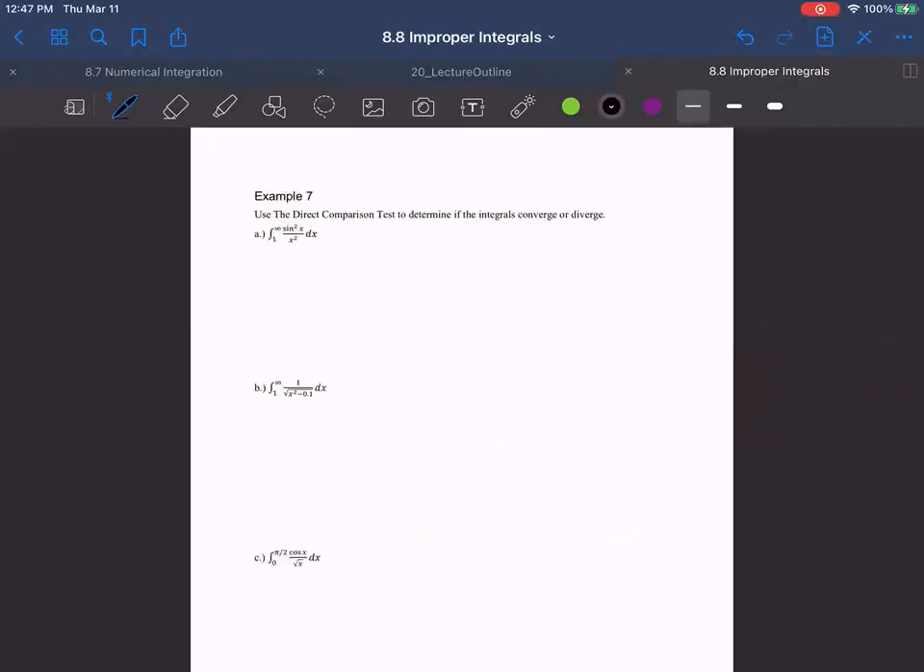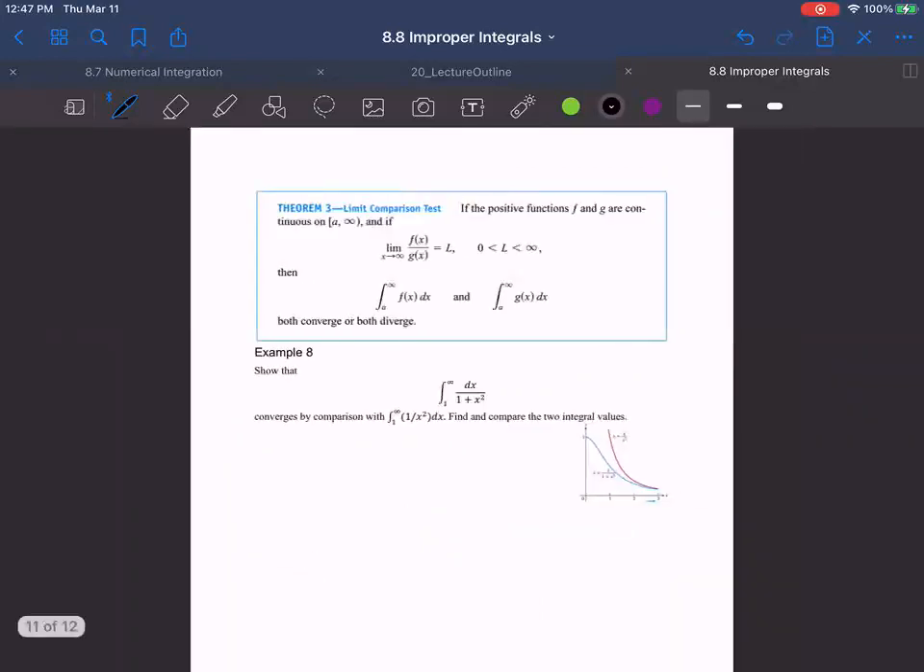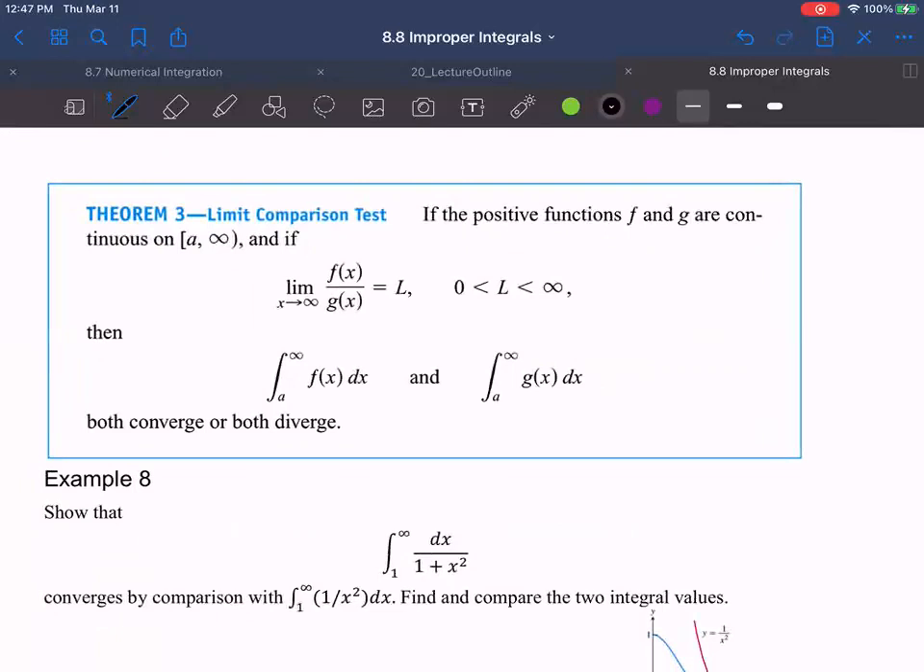I think we'll do these examples tomorrow. And then the last thing, just take a look at this, here we have another comparison test. If we have the positive functions f and g that are continuous on a to infinity, and the ratio, or fraction, of these two functions converges to a limit L, then they either both converge or both diverge.